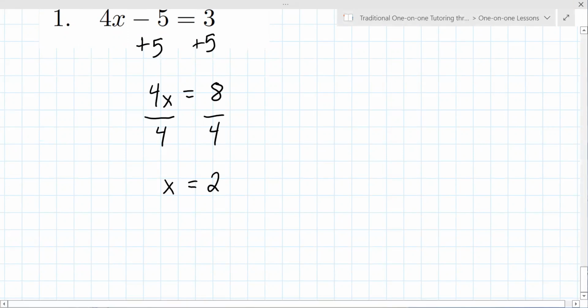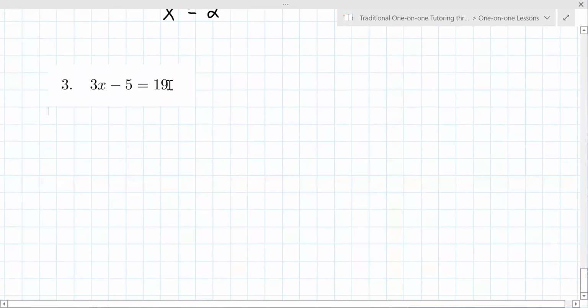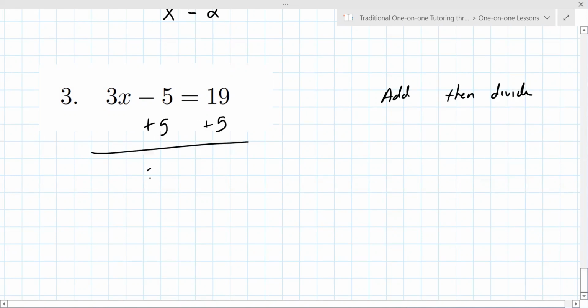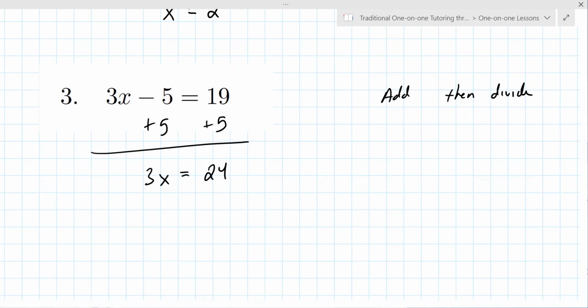Okay, so let's try another one here. Same thing. You're going to add and then divide. Add 5. And what are you going to add, I guess is the question. It's the same as the previous 5, right? And then what do you divide by? 19 or 3.